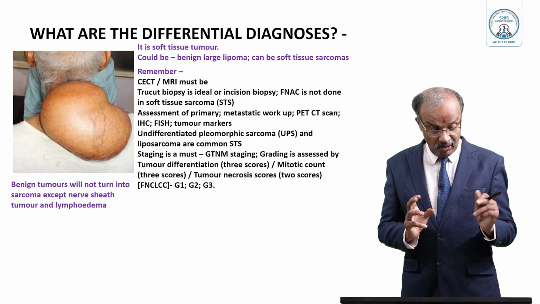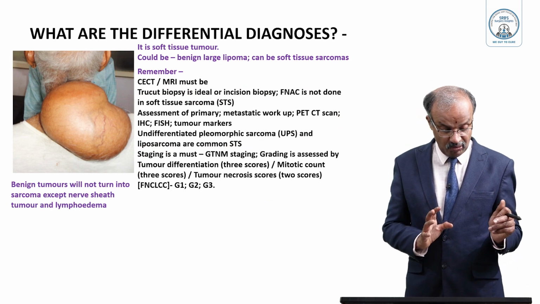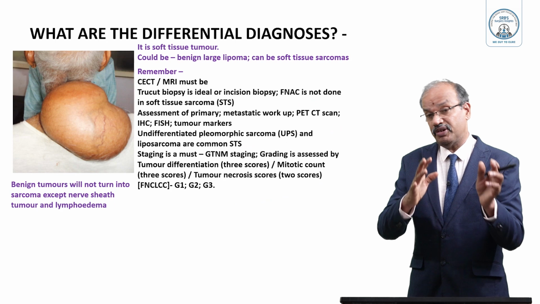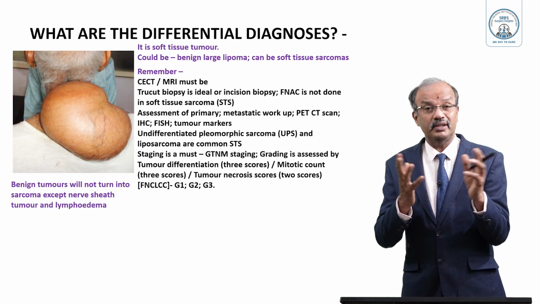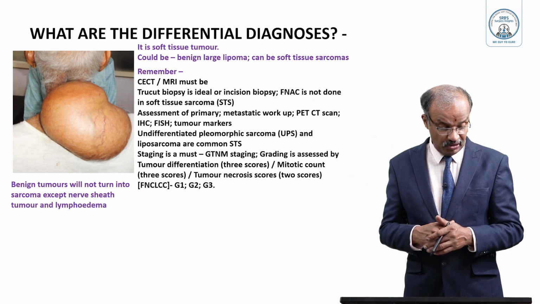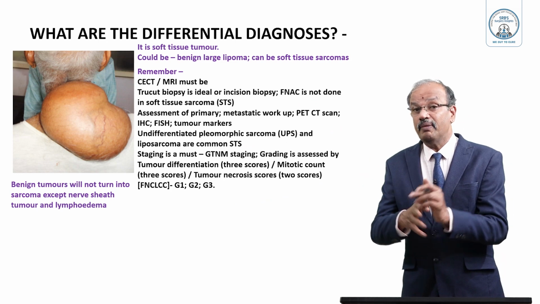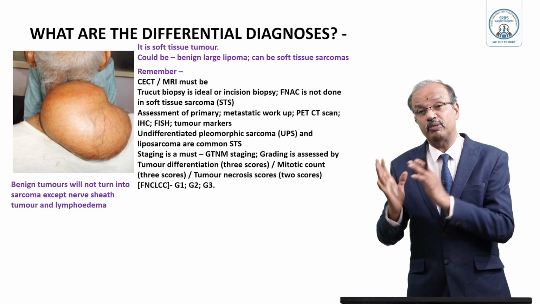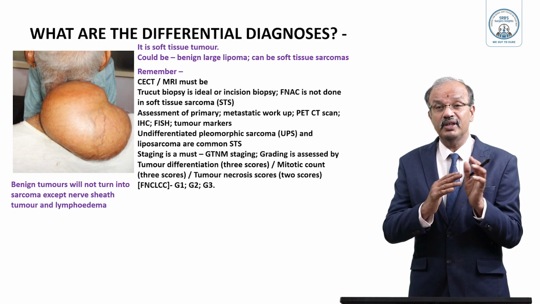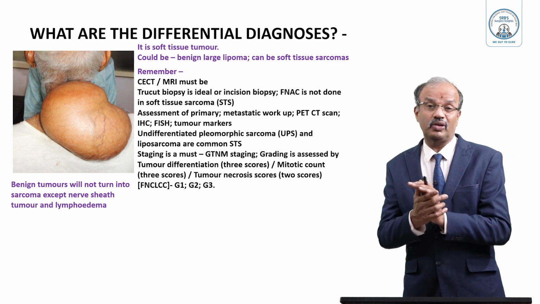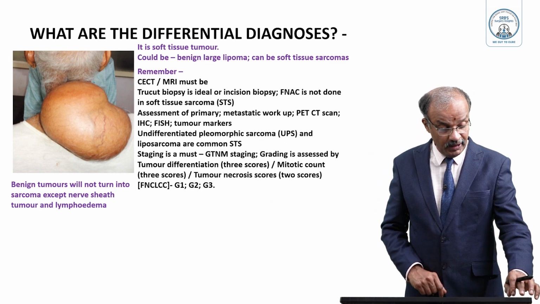Benign tumors will not turn into sarcoma, except nerve sheath tumor or lymphedema. Lymphedema sometimes turns into lymphangiosarcoma; it is called Stewart-Treves syndrome. Nerve sheath tumors, neurofibroma, can turn into neurofibrosarcoma. But lipoma, being benign, will not turn into liposarcoma. Similarly, other benign tumors will not turn into corresponding sarcomas. That is the current concept.